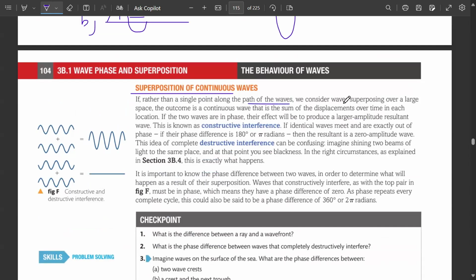So superposition of continuous waves, if rather than a single point along the path of the waves, we consider waves superposing over a large space, and the outcome is continuous wave where the sum of the displacements over time in each location, let's say अगर दोनों waves in phase हैं, उनमें एक large amplitude बनेगा जिसको हम कहेंगे this is constructive interference। But when two waves meet which are exactly out of phase, उसका रिजल्ट होगा डिस्ट्रक्टिव इंटरफेरेंस.